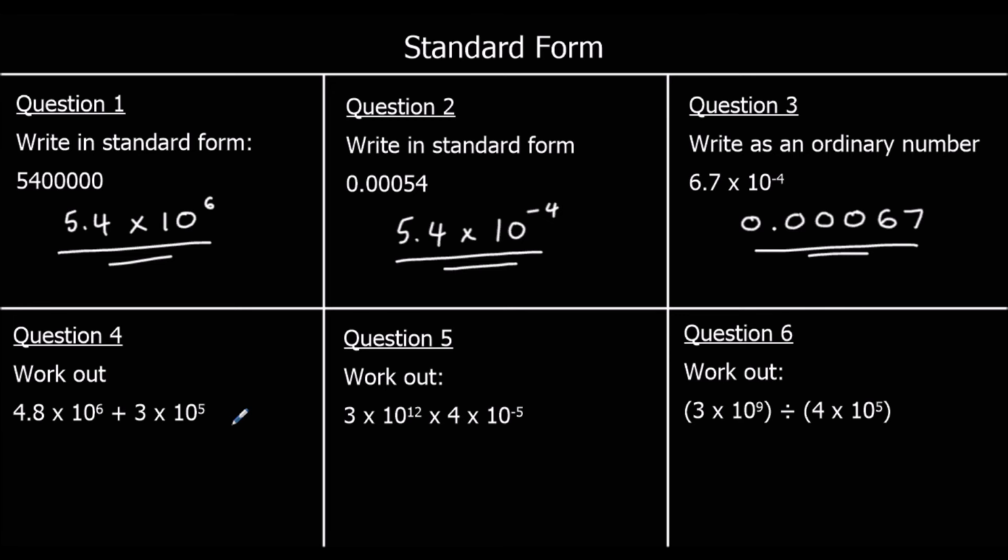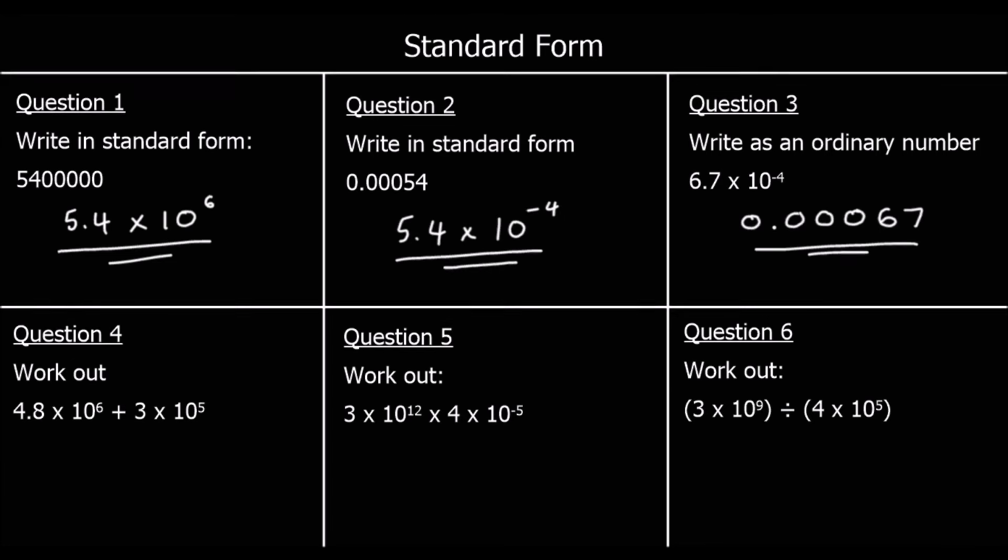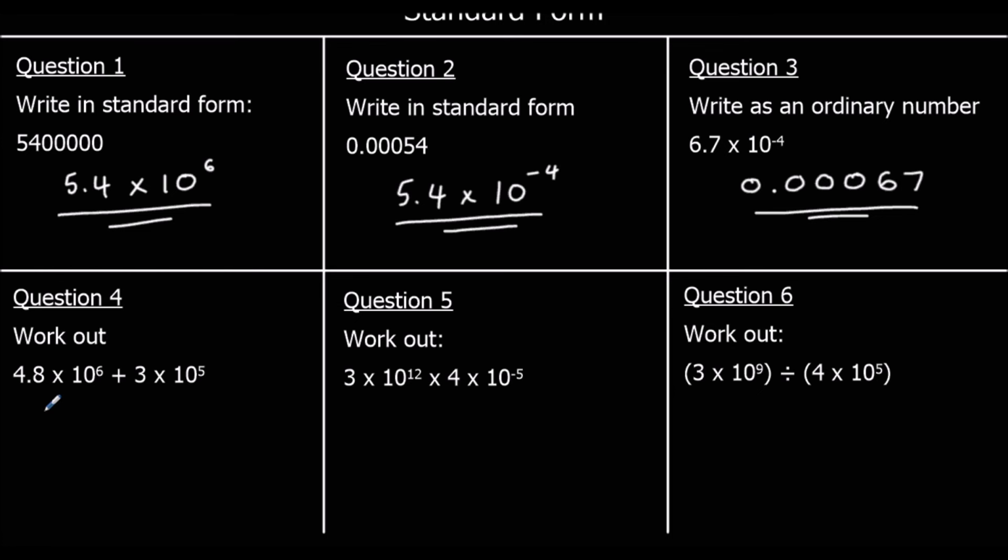Question 4. Work out 4.8 times 10 to the power of 6 plus 3 times 10 to the power of 5. So I'm going to write these as ordinary numbers first. So 4.8 times 10 to the 6, 4.8 times 10 once, twice, 3, 4, 5, 6 times, plus 3 times 10 to the power of 5. So 3 times 10, 1, 2, 3, 4, 5 times. So I'm going to add these numbers up. I'm going to write them in columns.